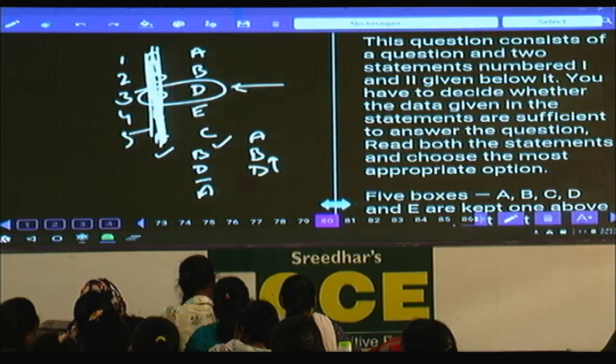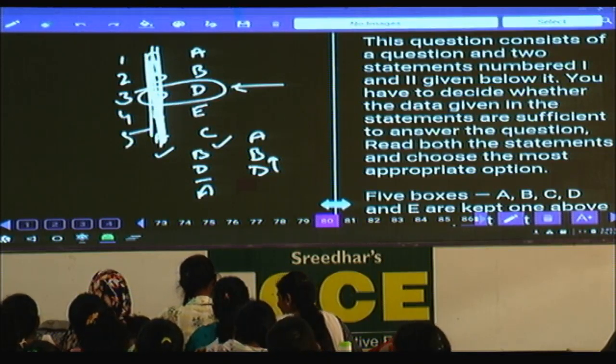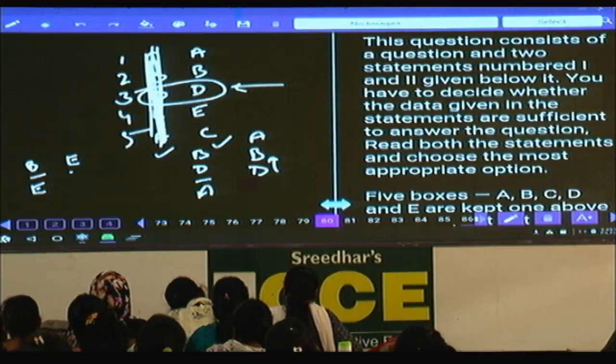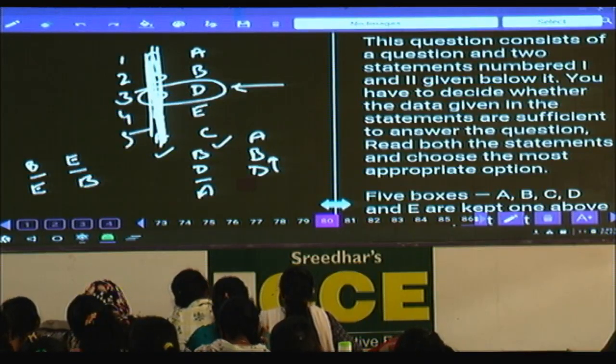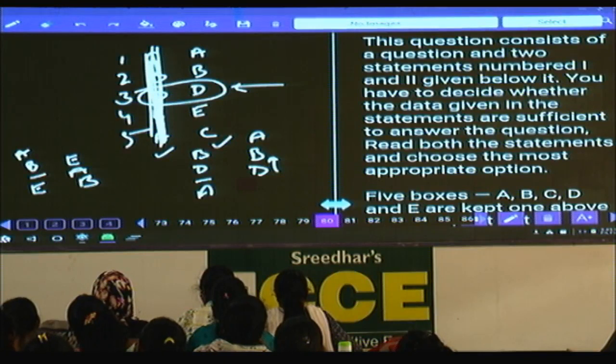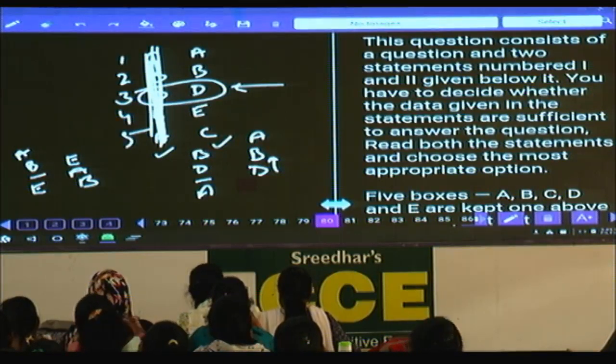1 alone is sufficient. Then next one. What is the second condition we have? One box between B and E. B is above E or B is below E. A is kept immediately above B. And D is kept at one of the positions below C. Can you definitely say this one?